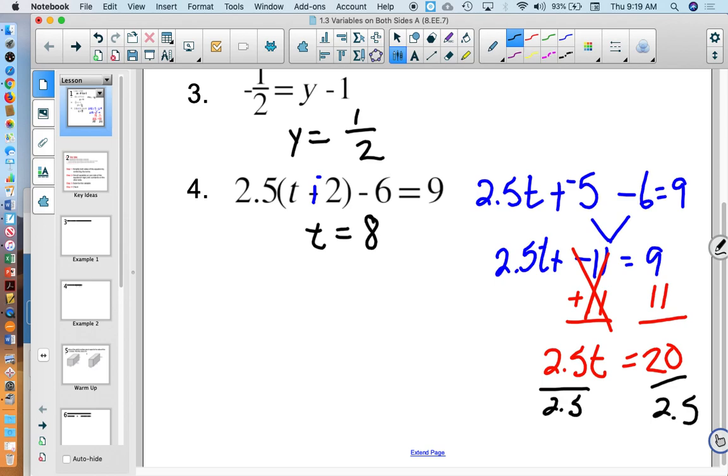Today, we're taking these multi-step equations to a deeper level. Because today, you are now going to solve equations with the variable on both sides.